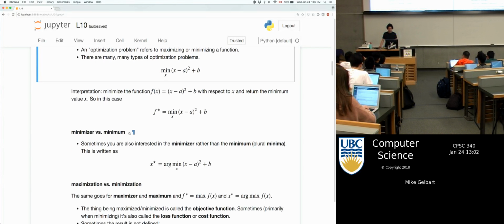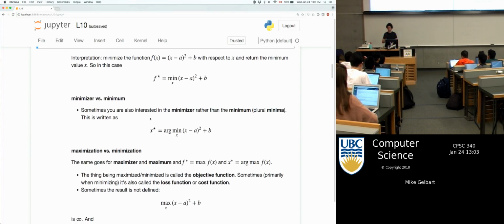And so we could say the minimum, you could call it f star, you could call it whatever you want. The minimum of that function is b. But some more words we need for the course. There's this distinction between minimizer and minimum. The minimizer is the value of x that achieves the minimum. And so in this case, it's x equal to a.